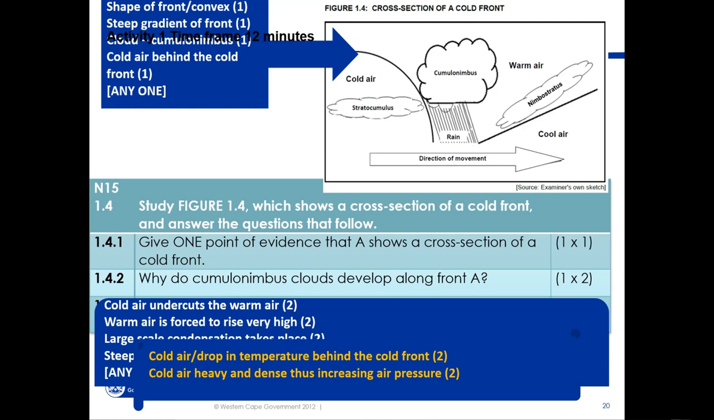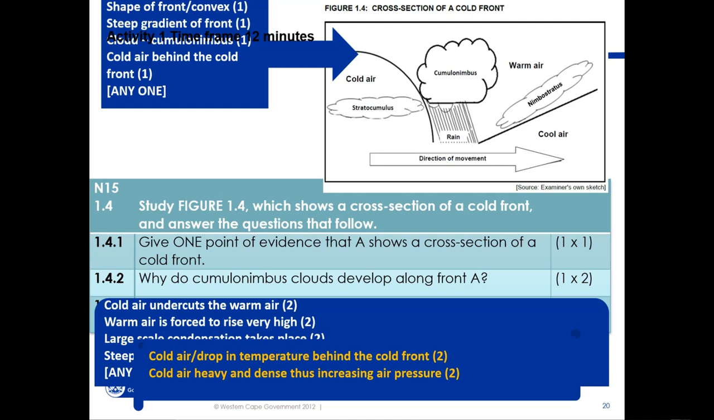And it rains very, very hard. And when it goes up, it makes thunder and it makes lightning. So that is why we sometimes get this thunder and lightning in the middle of winter, and we think, but why is it there? Right. So have you got that one? Right. So large condensation takes place, right? And the steep gradient causes it to go zooming up.